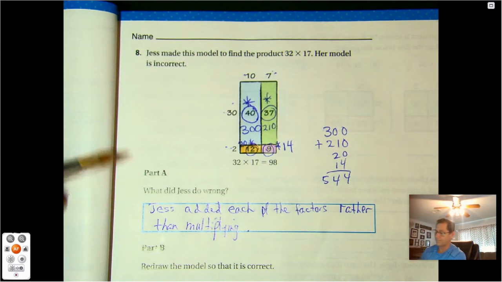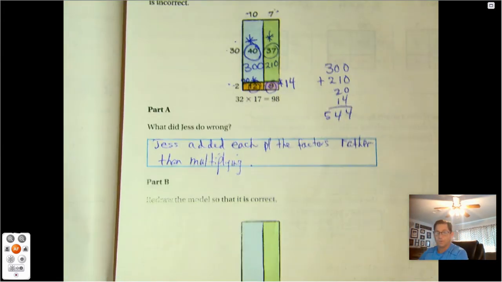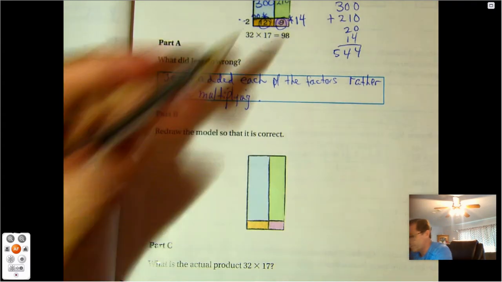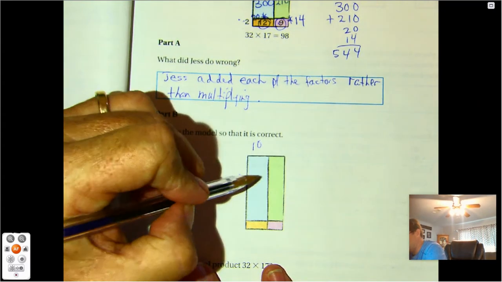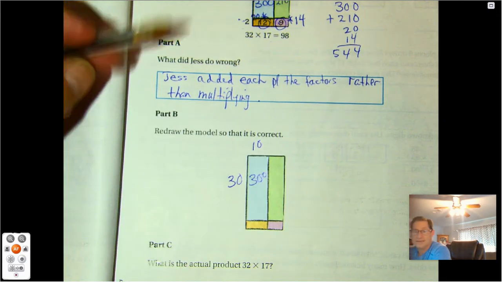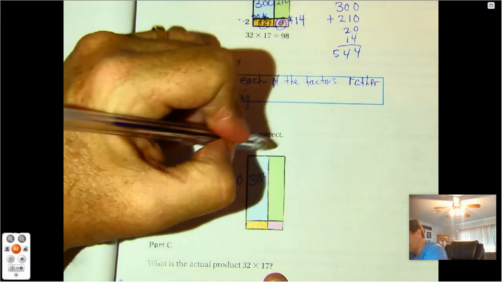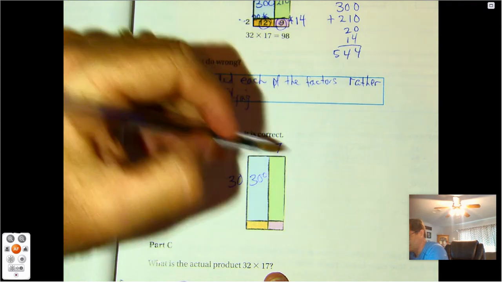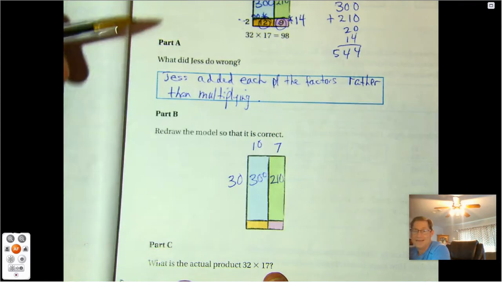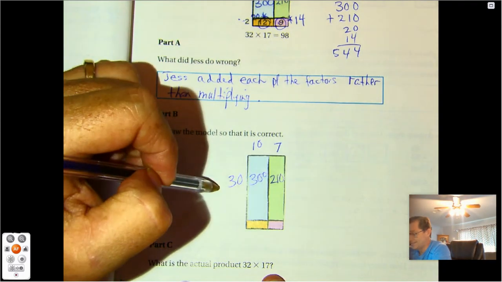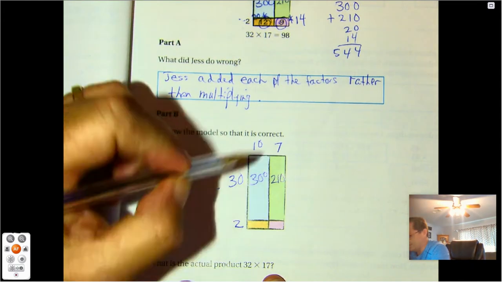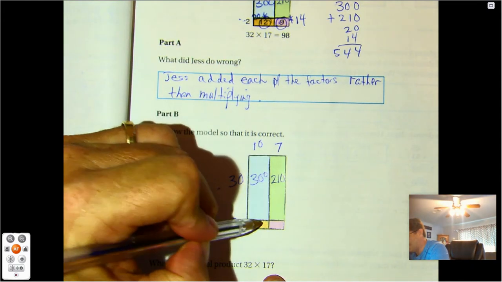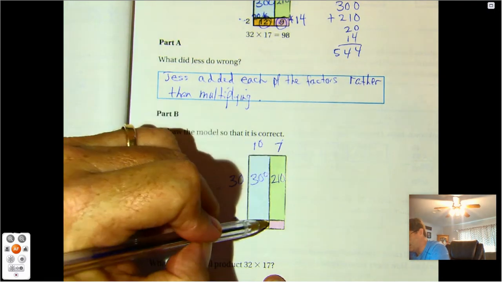Redraw the model so that it's correct. We sort of did that. Okay, well, so 30 and 10, that's good. Remember, we said that was 300. And the 7 was right too, but that was supposed to be 210. 7 times 3 tens is 21 tens, 210. And then 2 times 10 is 20, and 2 times 7 is 14.